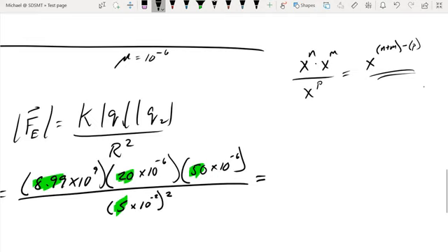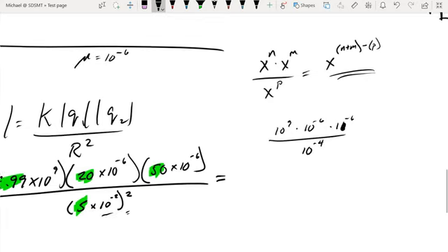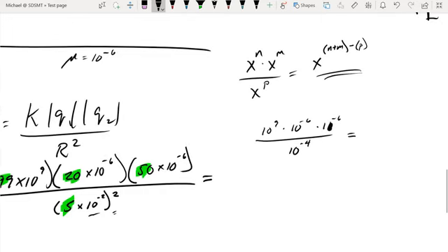I have 10 to the 9th, I have a 10 to the minus 6, 10 to the minus 6, and down here, that is 10 to the minus 4. So everything in the top will be added together. Now we do have some negative powers up there, but we're still going to add them. We have 9 plus a negative 6 plus a negative 6, which makes for negative 3.